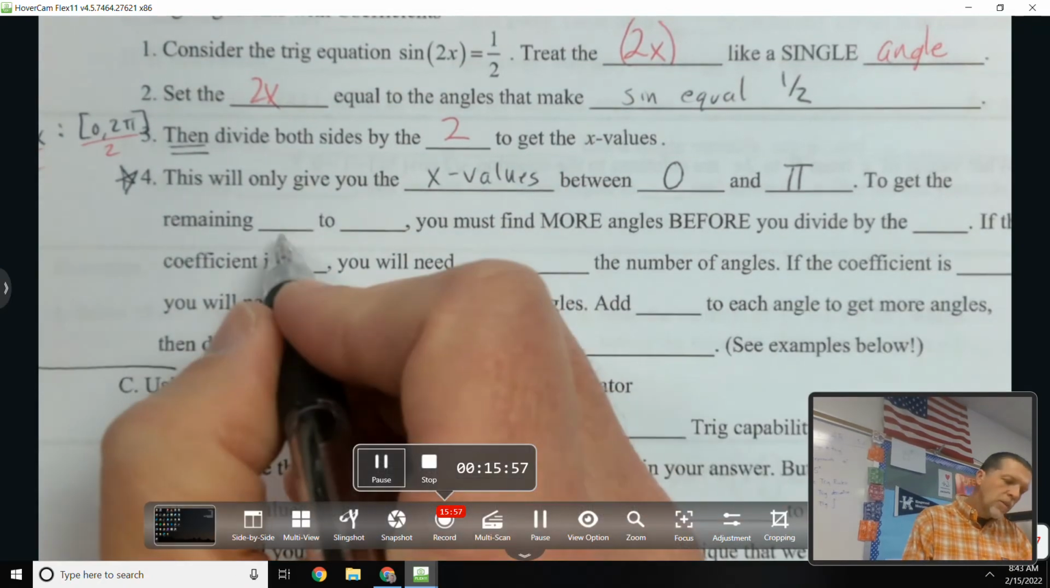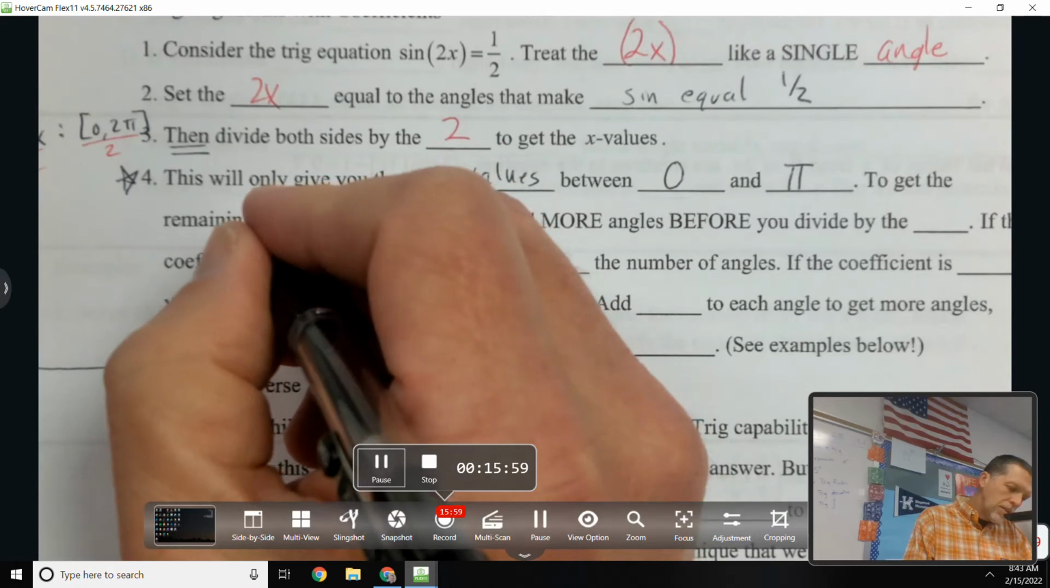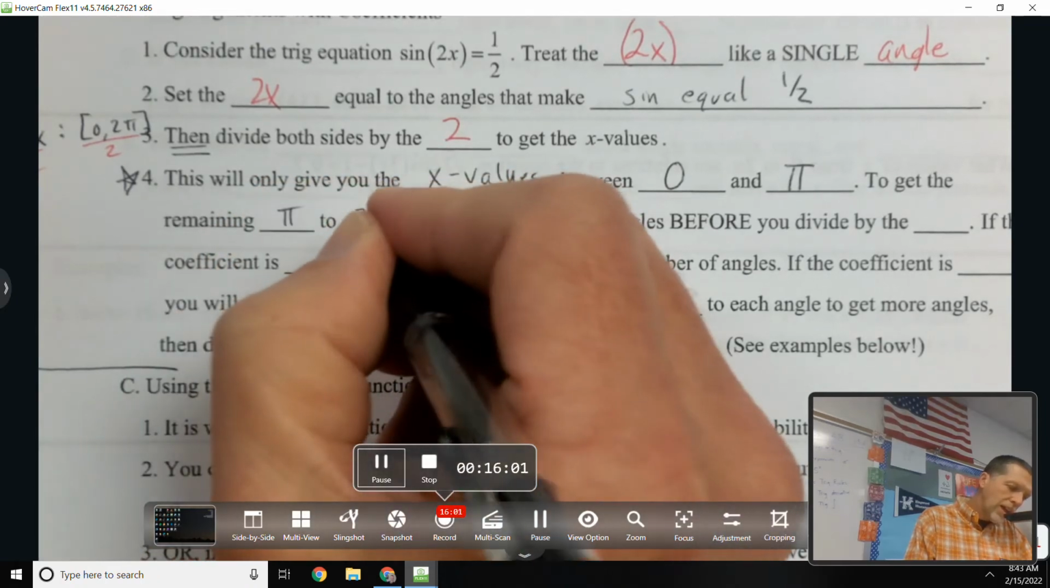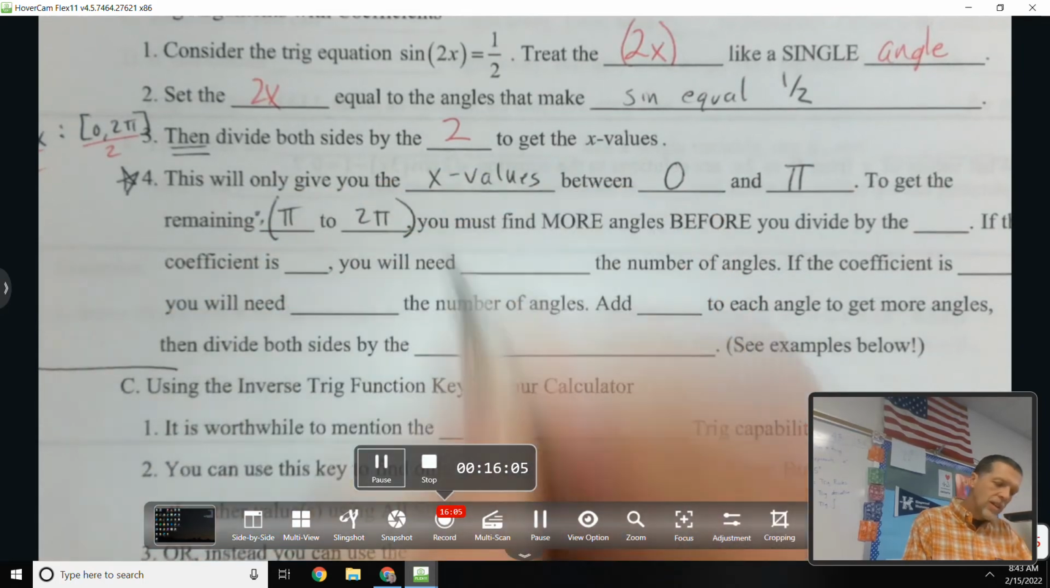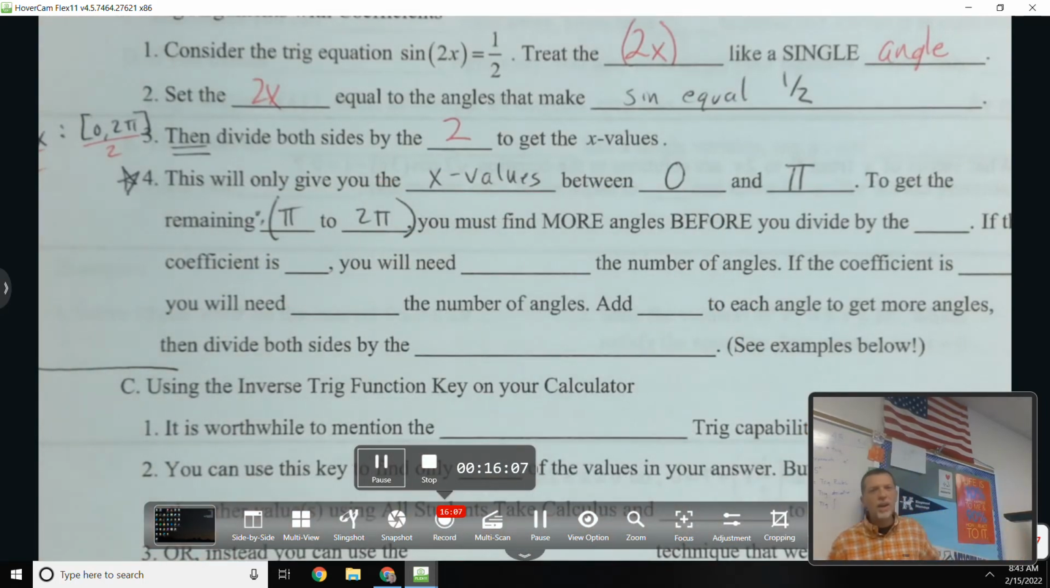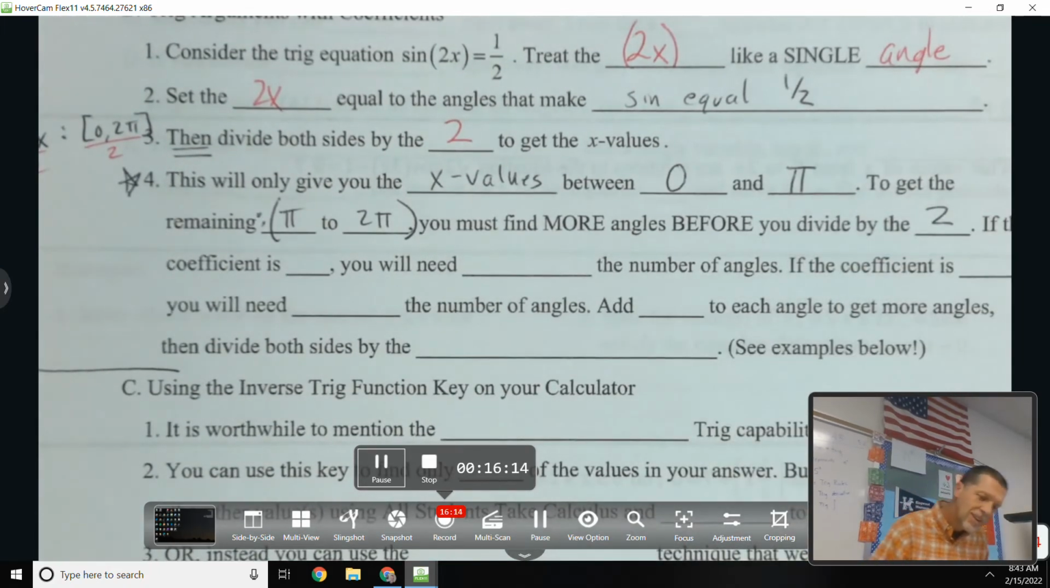To get the remaining angles from pi to 2 pi, you got to go back and find more angles before you divide by the 2. This will make more sense when we do one of these problems, I think.